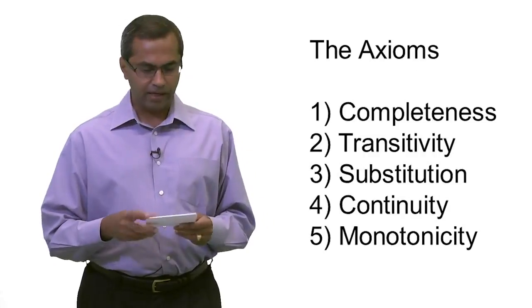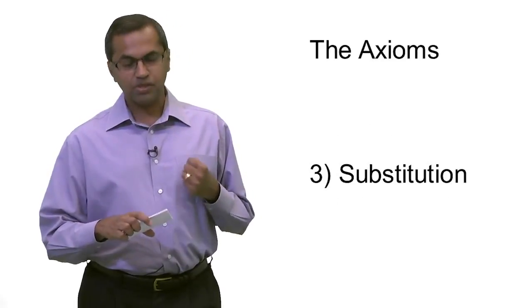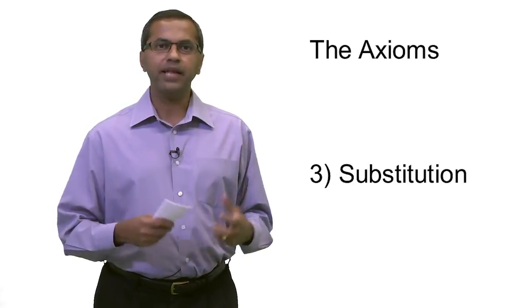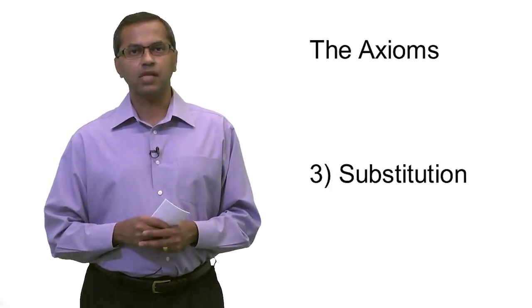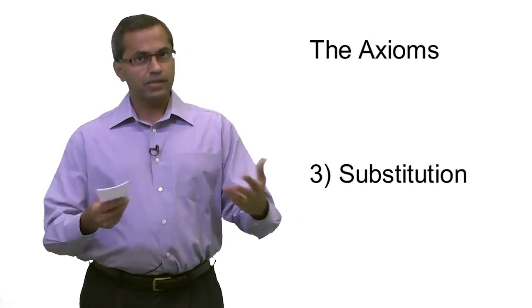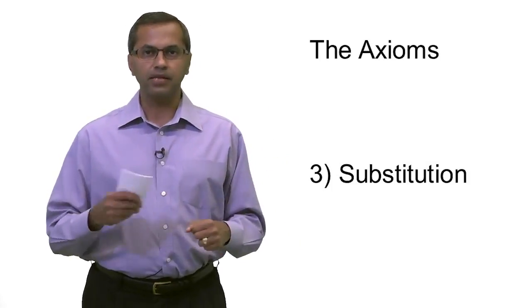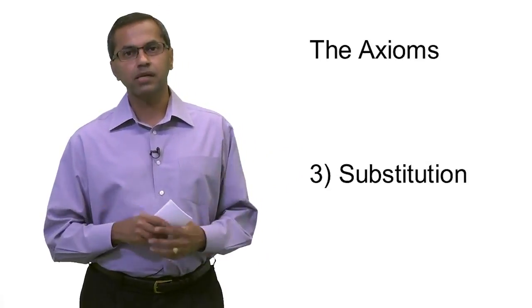Here's the third and more important axiom, and this axiom is called the axiom of substitution. And it says the following. If I have 2 options, X and Y, and I'm indifferent between X and Y, then I should be indifferent between 2 lotteries that have X and Y as their prize. So for example, if I love an apple as much as I love a banana, and you come to me and say, well, if we're going to toss a coin, in one case, if it's heads, you're going to get an apple. In the other case, if it's heads, you're going to get a banana. Then I should be indifferent between those 2 lotteries because I was indifferent between the 2 prizes to begin with.